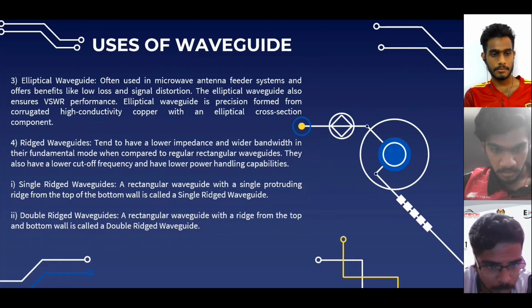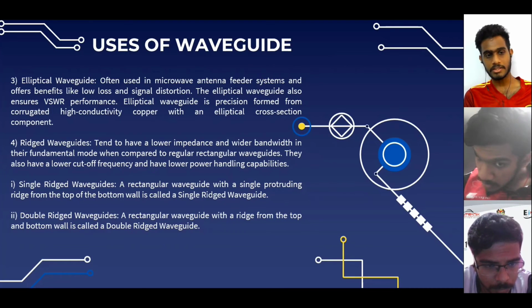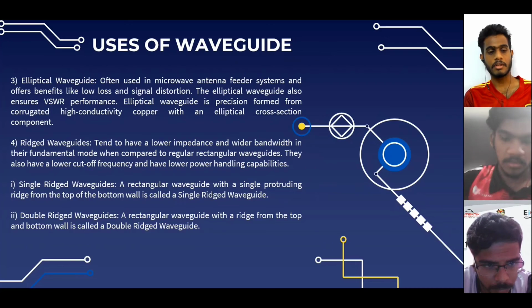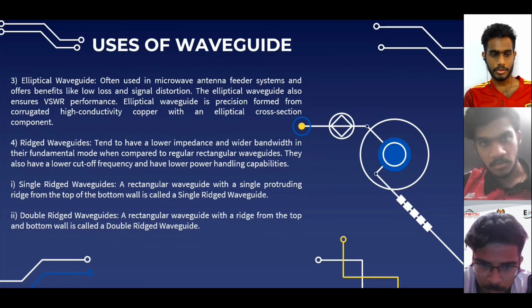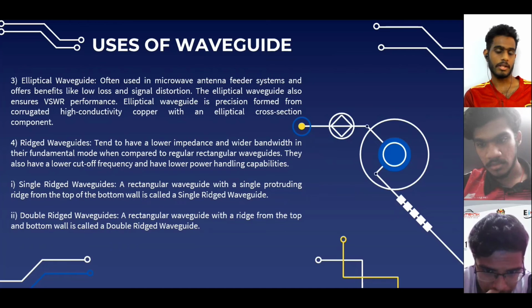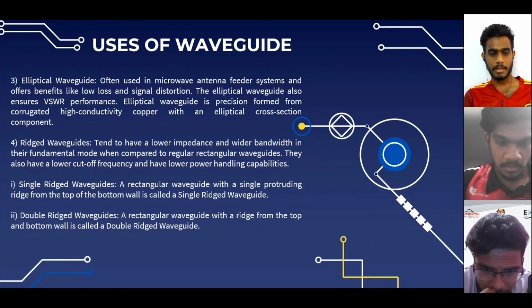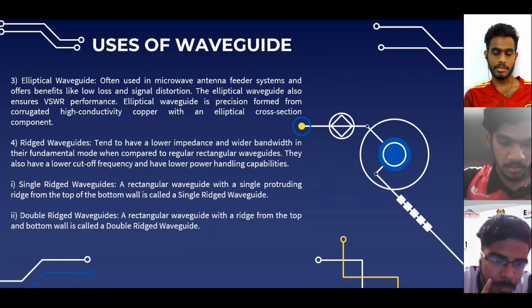Okay, for the next one is single ridge waveguides. There are two types of ridge waveguides. The first one is single ridge waveguides: a rectangular waveguide with a single protruding ridge from the top or bottom wall is called a single ridge waveguide. The second one is double ridge waveguides. A rectangular waveguide with a ridge from the top and bottom wall is called a double ridge waveguide.